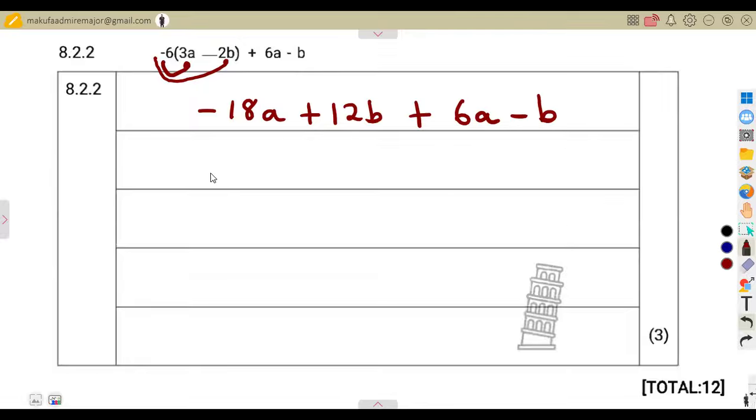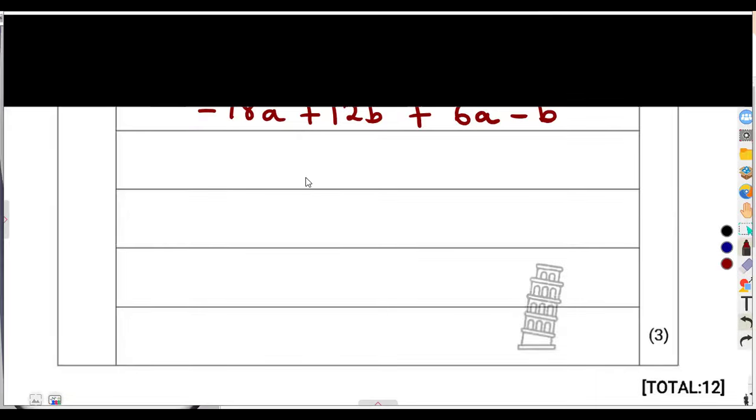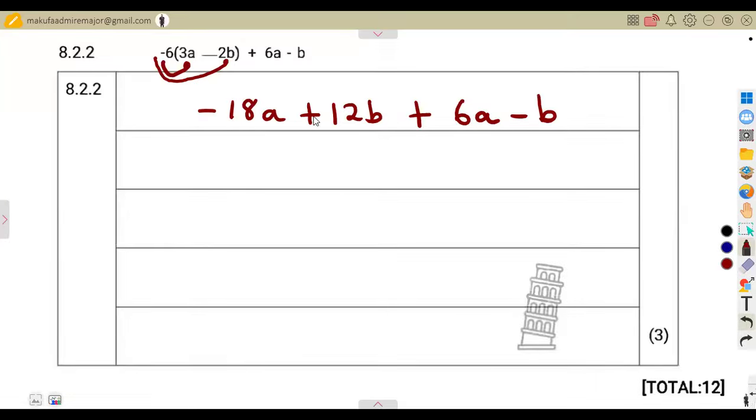You are back to the like terms, so you can collect your like terms, the part with a on its own, then the part of b on its own. So make sure that you collect your like terms, the part of a on its own, then also the part of b on its own. That is the idea there.